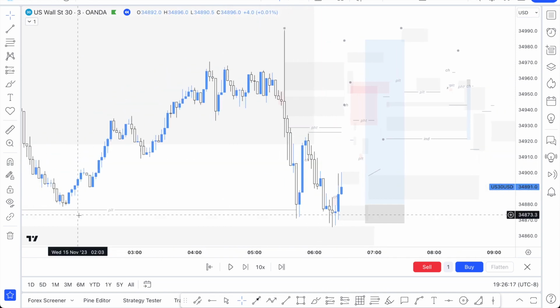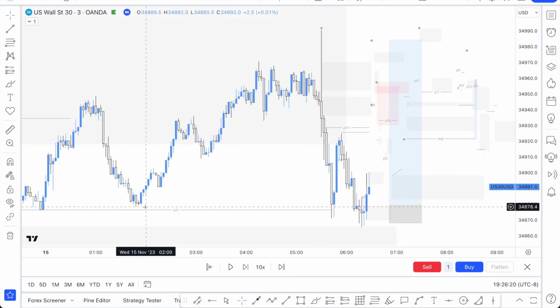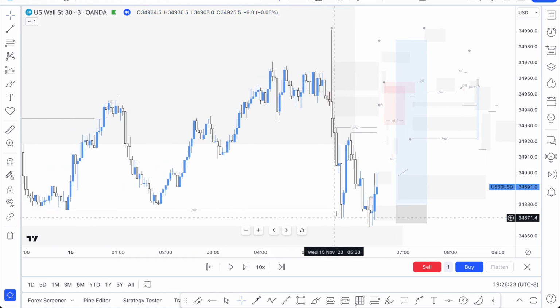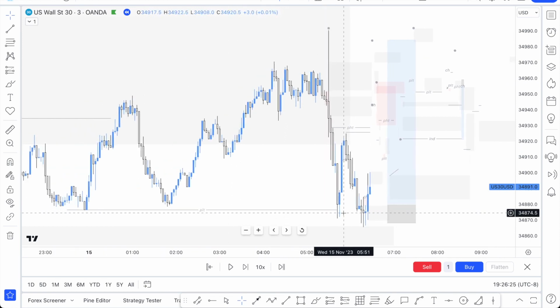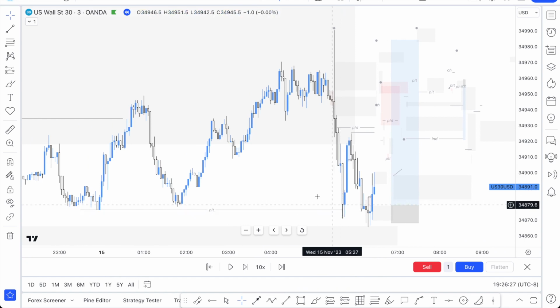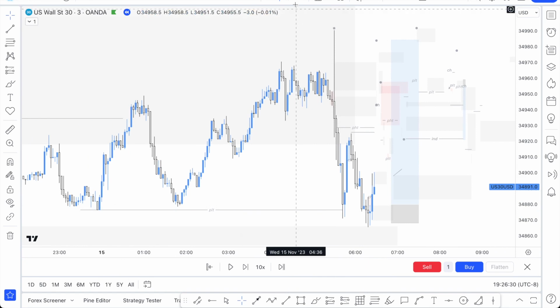So once I had the PLT marked out, you can see the liquidity was actually swept by this wick. Unfortunately, wicks don't count as official breaks for us. They're just liquidity sweeps, and they don't record.